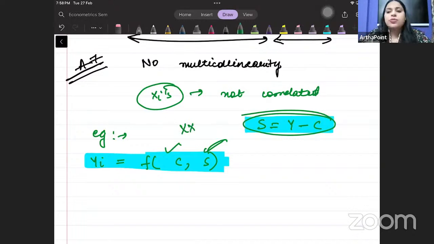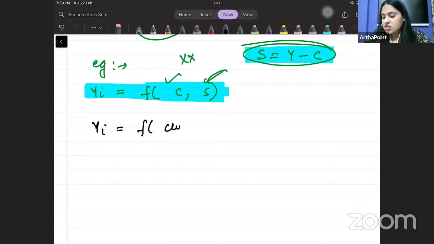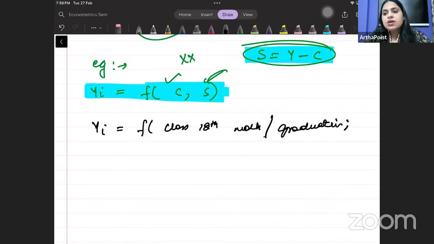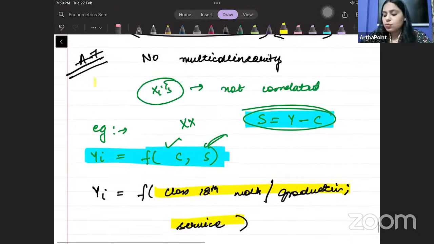Then this will be a wrong model to make. But if I tell you that my income is a function of my class 12th marks, or a function of my graduation, and my income is also a function of the kind of service sector I am into, whether I'm into IT, whether I am into teaching, किस चीज में मैं हूँ, my profession, and some other factors, and there is no correlation between these factors, then it will be a good model to work with.